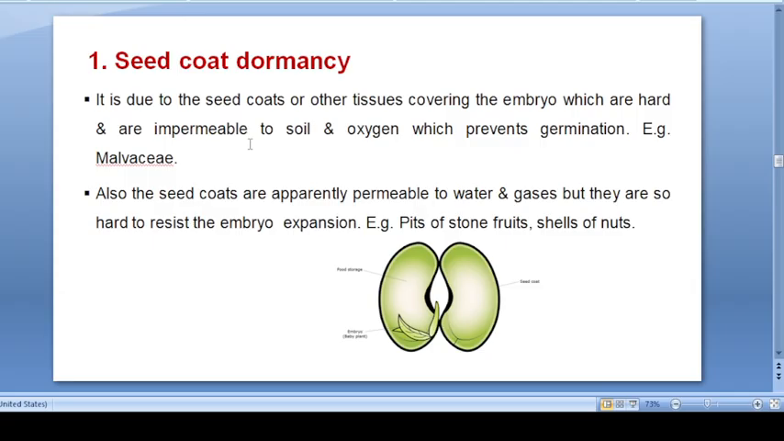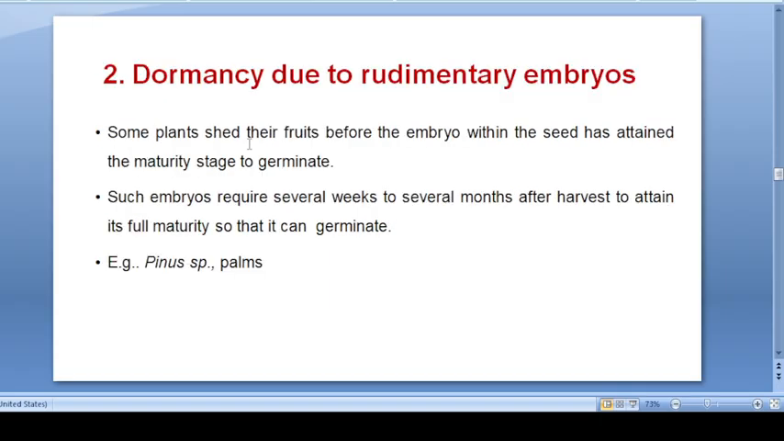This type of dormancy we can see in the case of malvaceous vegetables, even in bhendi. And some of the stone fruits and nut fruits like almond, walnut, apple, peach, pear, and plum also show seed coat dormancy.